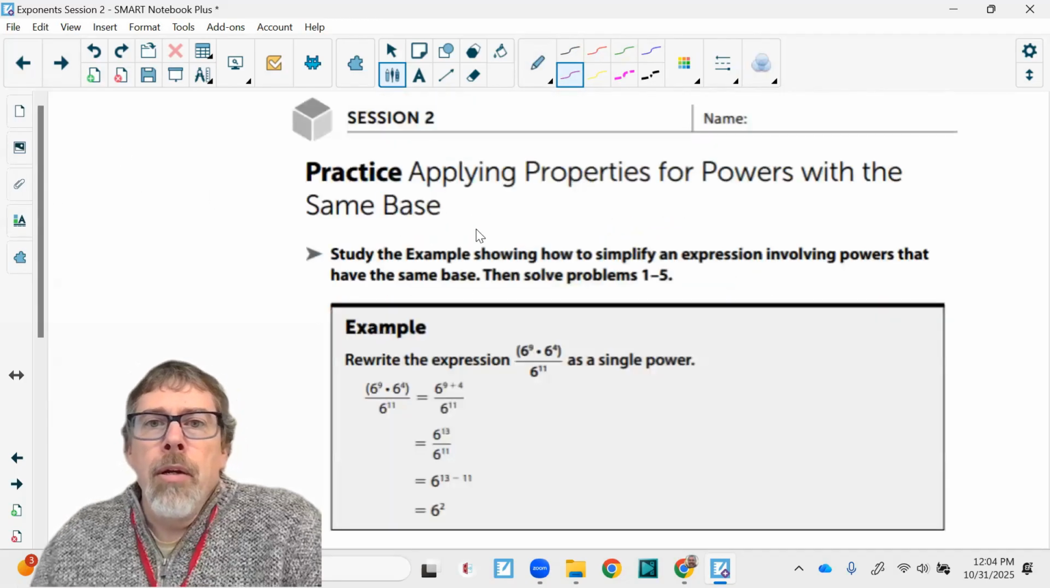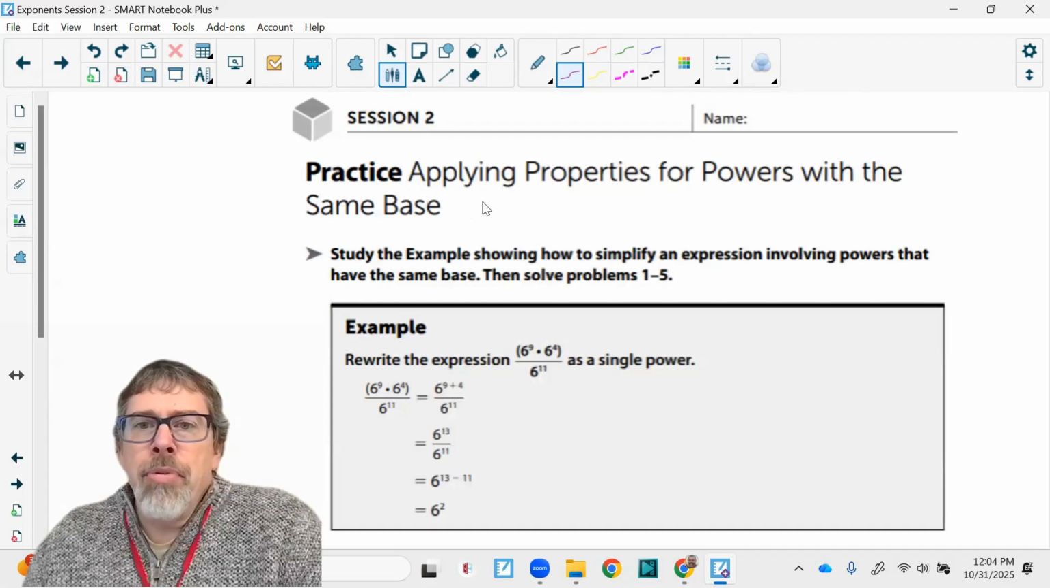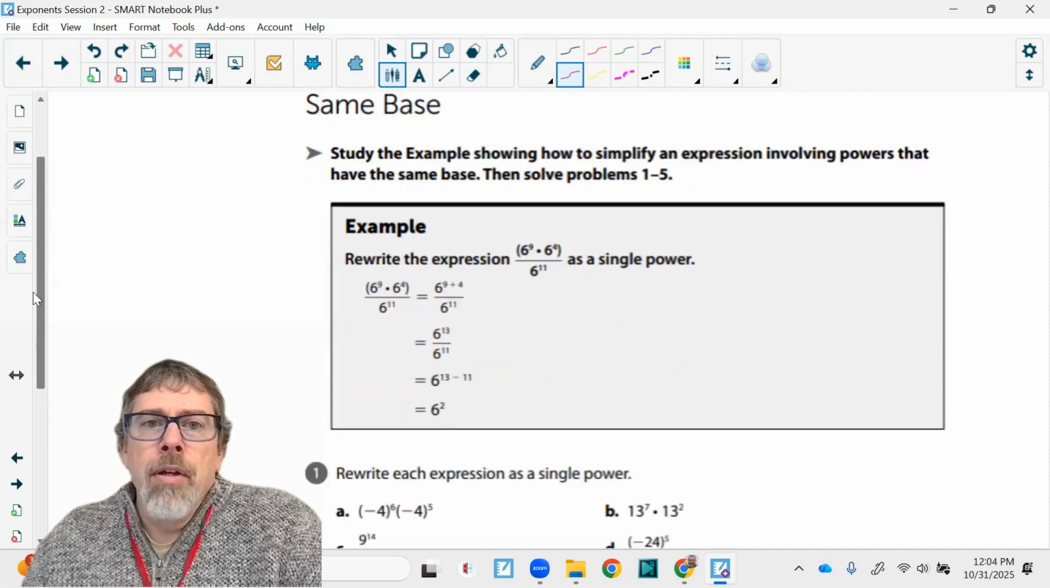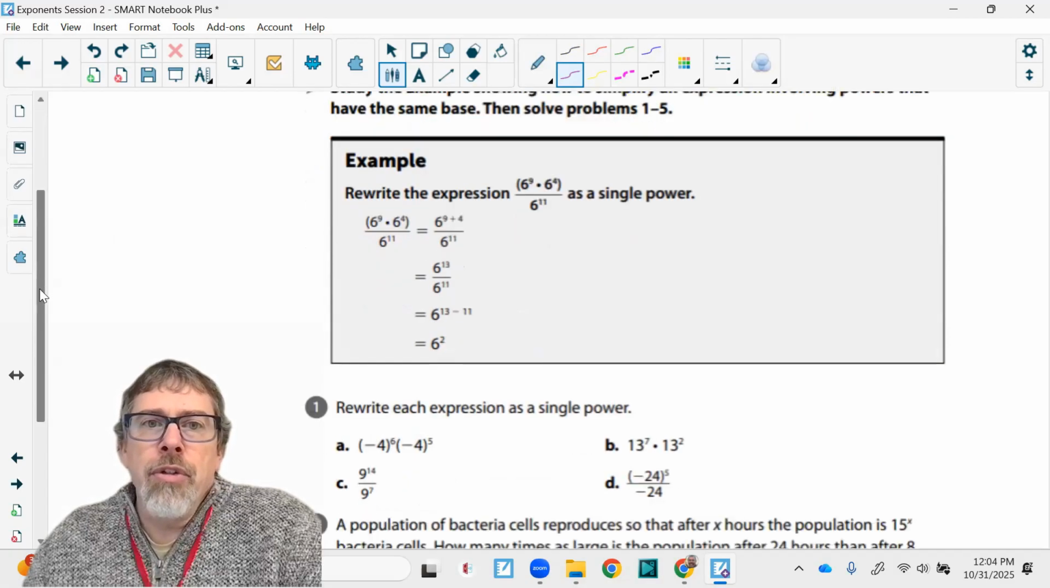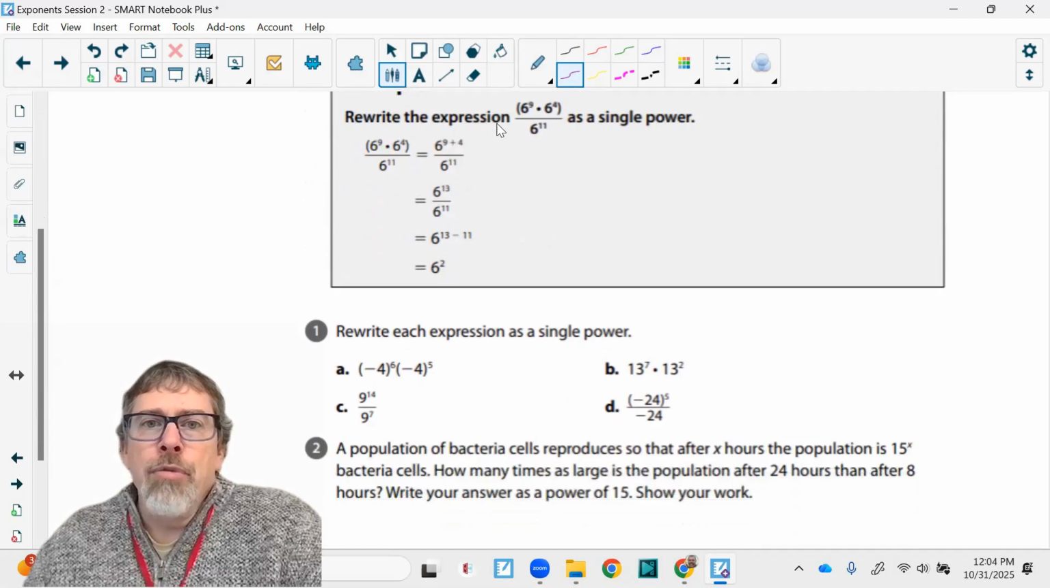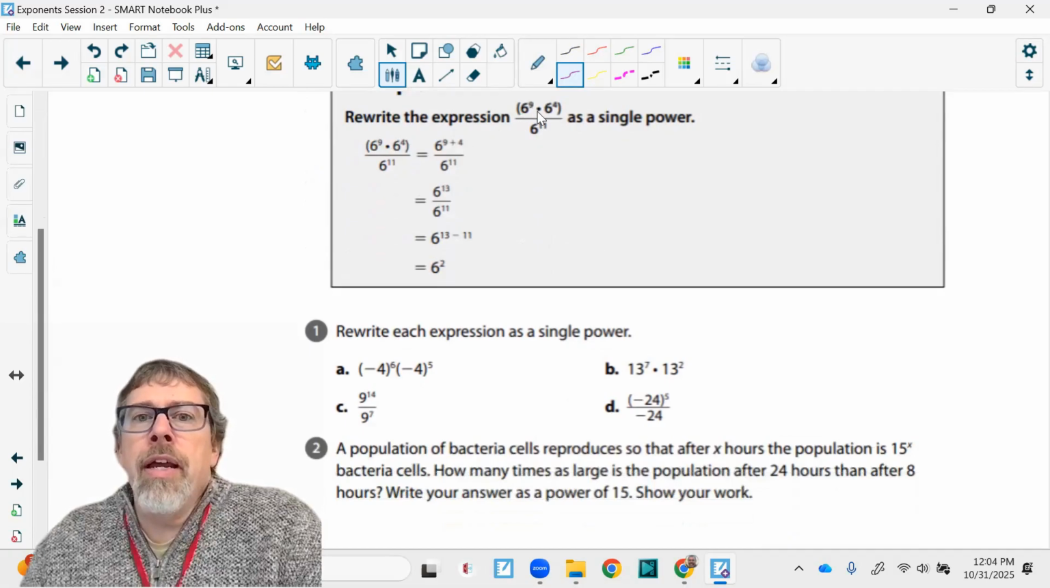Okay. Practice. Applying properties of powers with the same base. So study the example showing how to simplify an expression involving powers that have the same base, then solve problems 1 through 5. So look at the example right here. Rewrite this expression, 6 to the 9 times 6 to the 4 divided by 6 to the 11 as a single power.